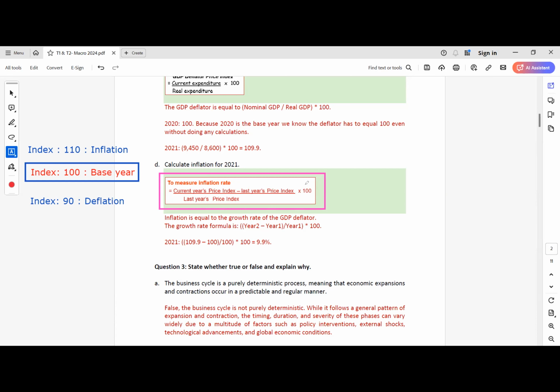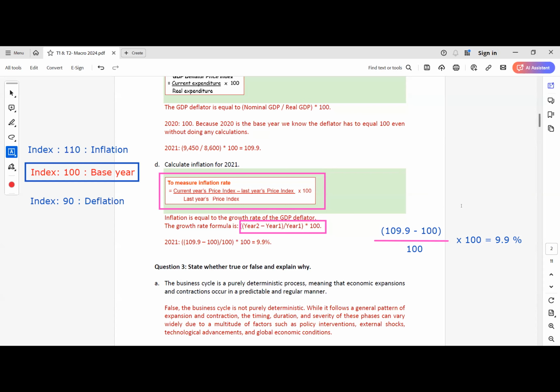That means just now I got 109.9, right? So very simple. 109.9, the new index, minus the old index, which is 100, because 2020 is 100, right? Divided by 100. Then after that, you times 100. At the end, this one is very easy. You know that 9.9%. So that means there is an inflation of how much? 9.9%.